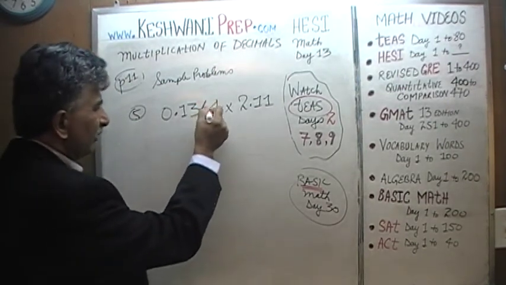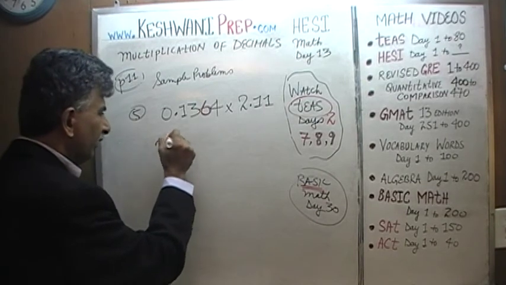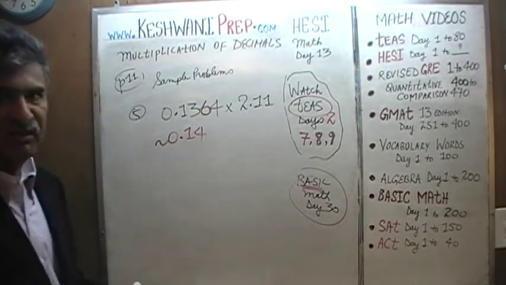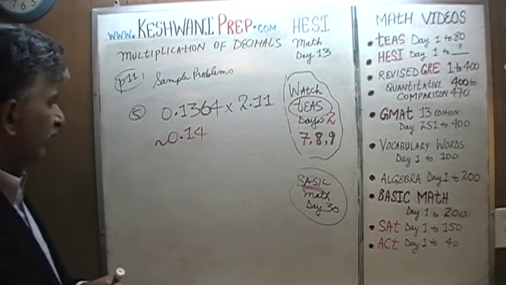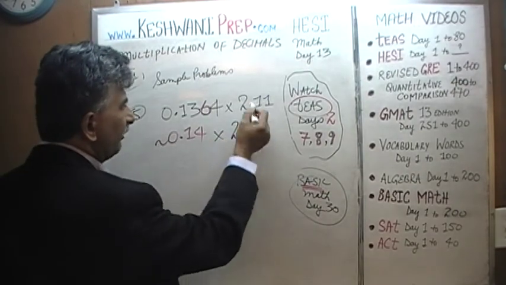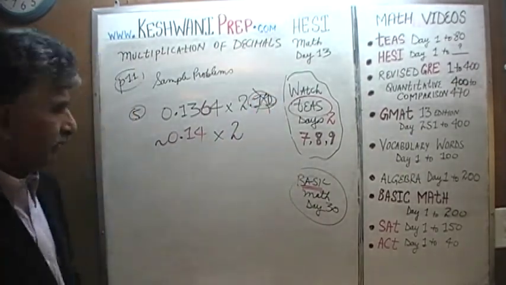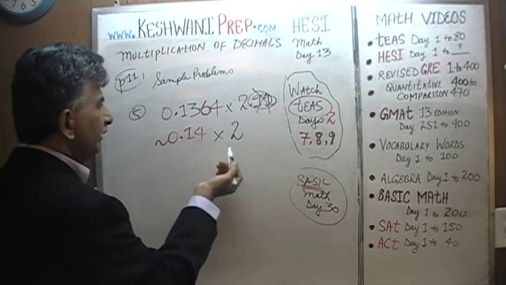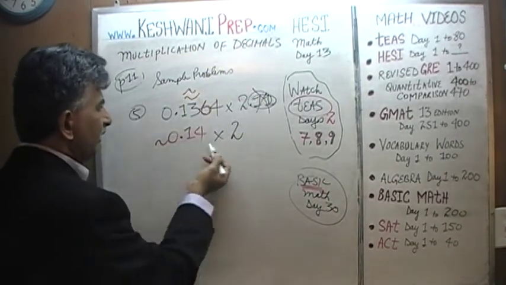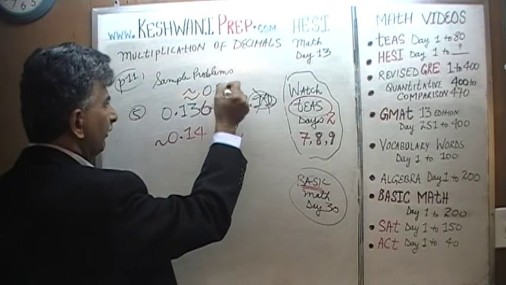1.13164, this is a 6, this is more than 5. I'm going to pretend this is 0.14. Let's pretend it is approximately 0.14. So it's 0.14 times 2, that's what it is. Forget about that right now. 0.14 times 2 tells us that the correct answer, whatever it is, is going to be about 0.28.